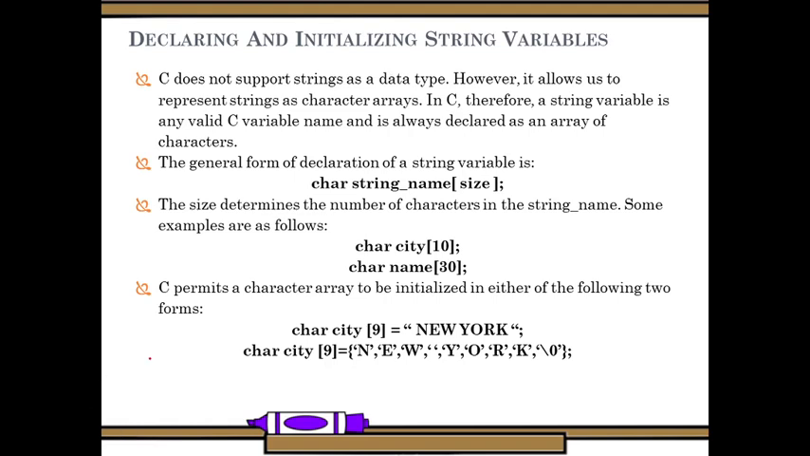How to declare and initialize string variables? C does not support string as a data type. Okay, there is no data type for a string, but it uses char as a data type. However, it allows us to represent a string as a character array in C. Therefore, a string variable, any valid C variable name, is always declared as an array of characters. Always we declare char, but it must be an array of characters.